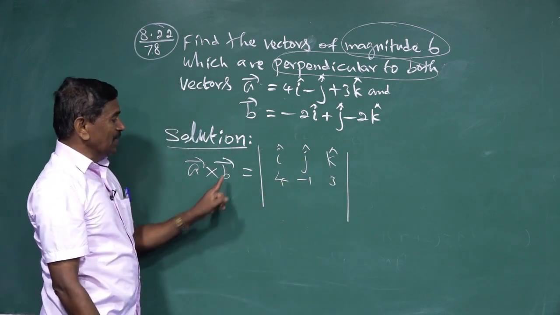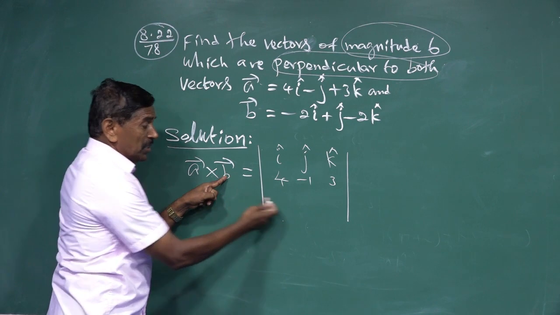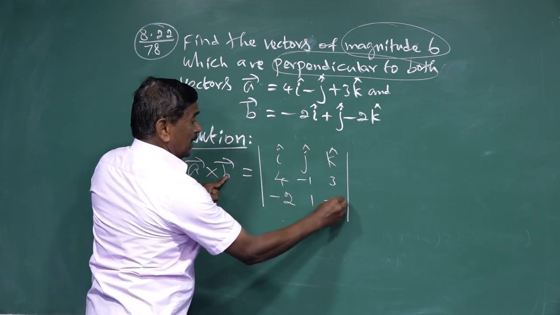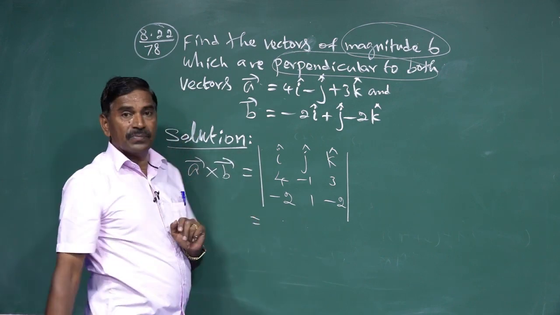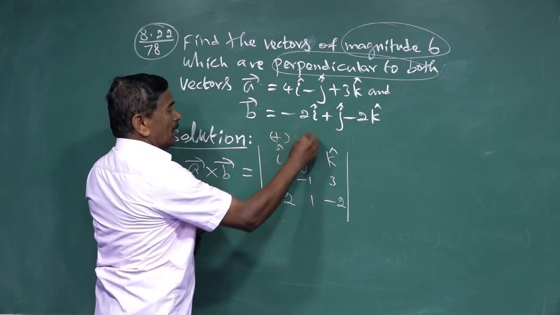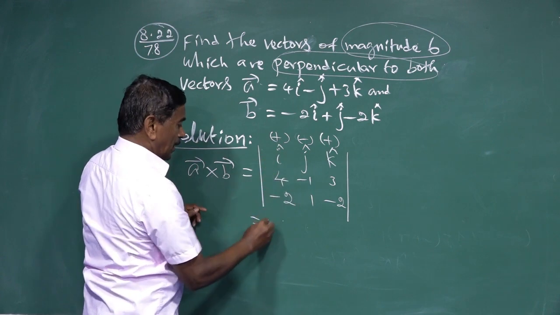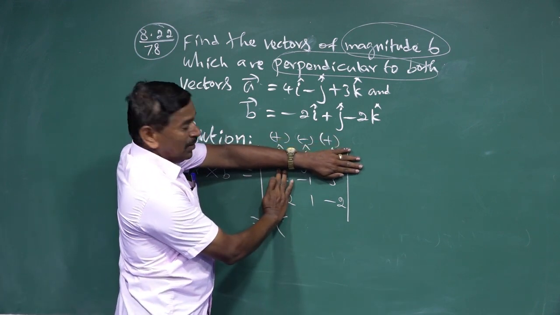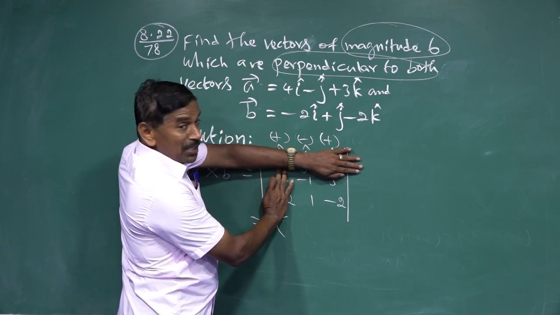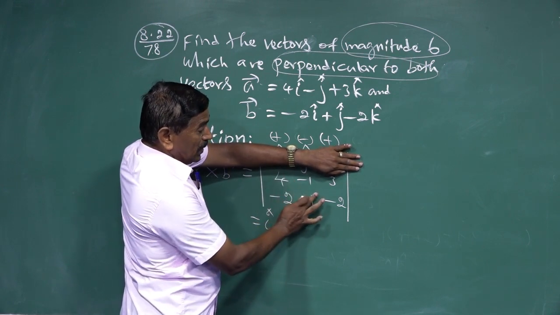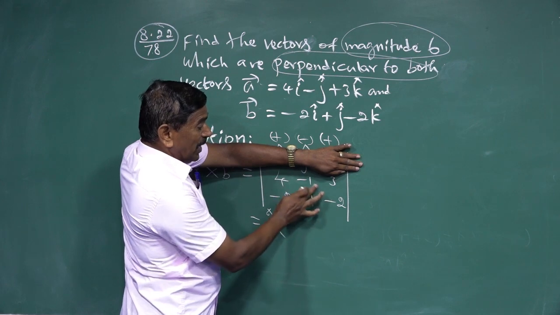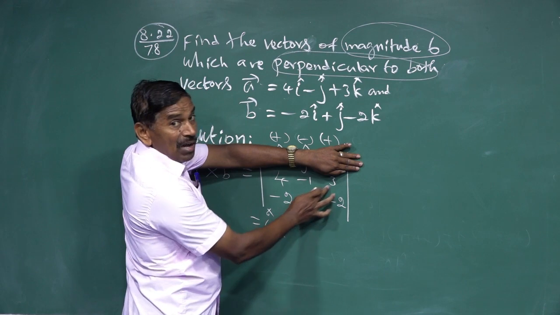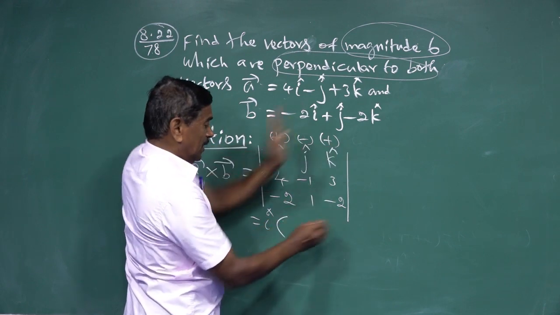Next, the B vector components in the third row: minus 2, 1, minus 2. Now just expansion. Plus, minus, plus. Plus into i cap, forgetting its own row and column. Minus into minus plus 2. In this direction there is always one minus, so 1 times 3 is 3 but minus 3. So 2 minus 3.